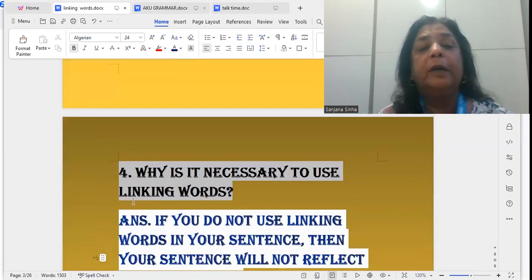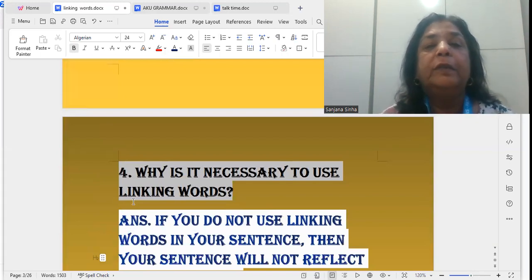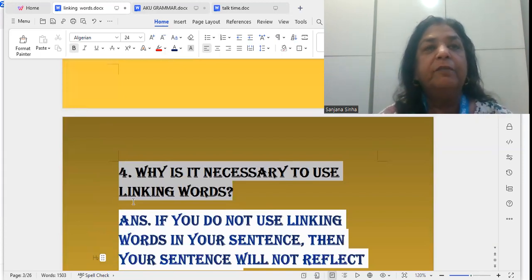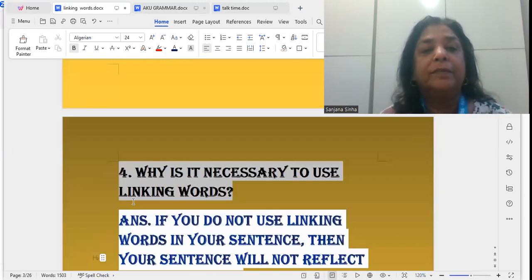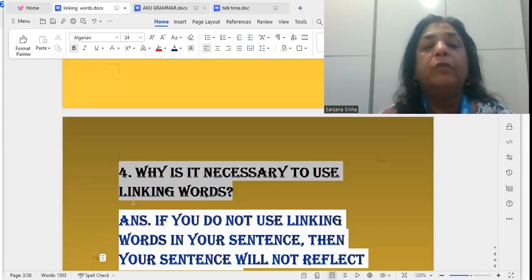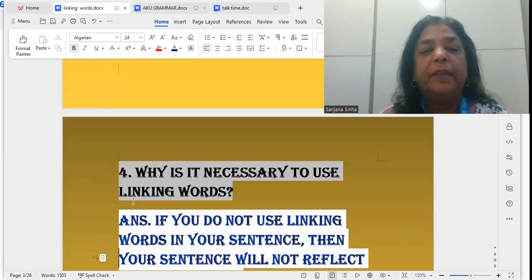And the most important part, number 5. Why is it necessary to use linking words? If you want to make a good presentation, if you want to win that speech competition, if you want to write a good essay, you must use linkers. You must use connectors. And of course, do not repeat your words. There are so many words. You can always use something or the other.